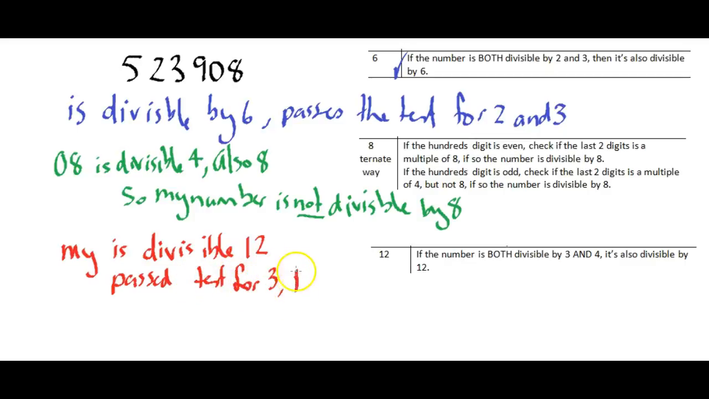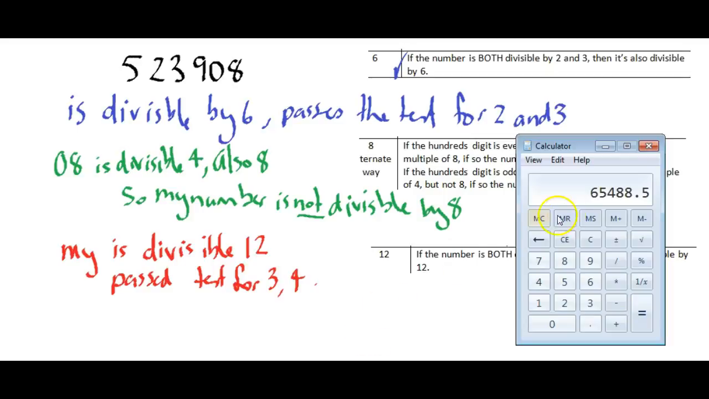Okay, so let's check that out on our calculator. So if I get rid of this, clear it, and divide by 12, you can see I get a whole number answer. So my number is divisible by 12.